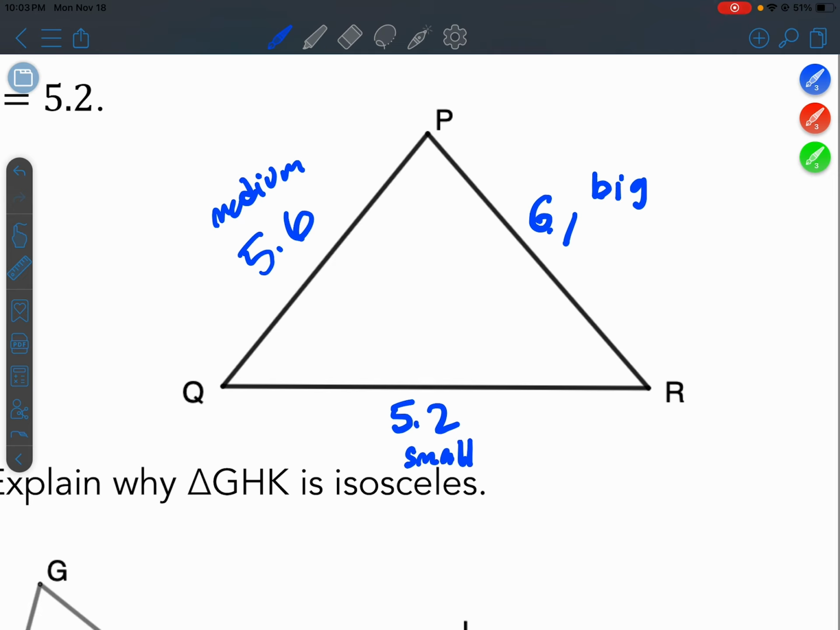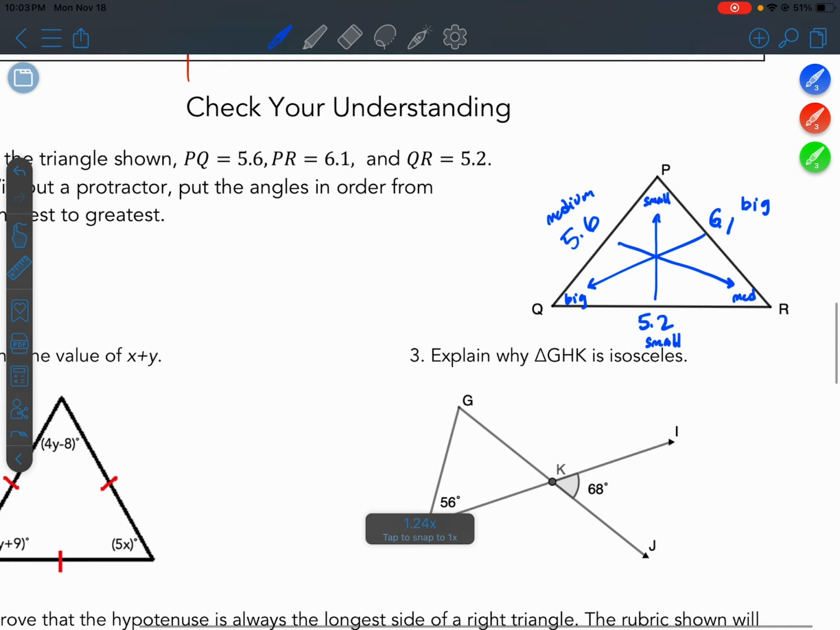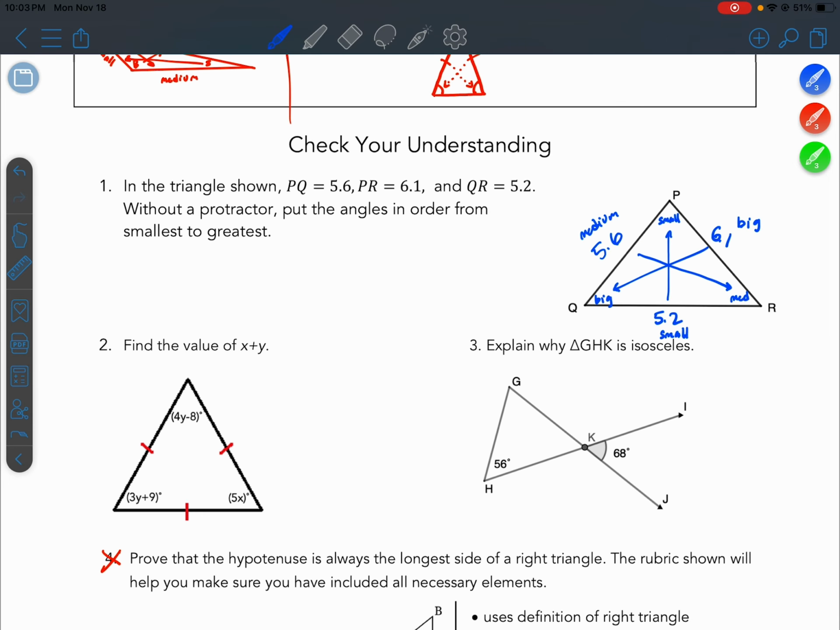Now that I know where the big, medium, and small side are, I can just look across for the big, medium, and small angle, right? So the smallest angle is going to be right here, angle P. The medium angle is going to be over here, angle R, and the biggest angle is going to be over there, angle Q. So if I rank them from smallest to largest, the angles that is, angle P is the smallest, then angle R is the medium one, and angle Q is the biggest.